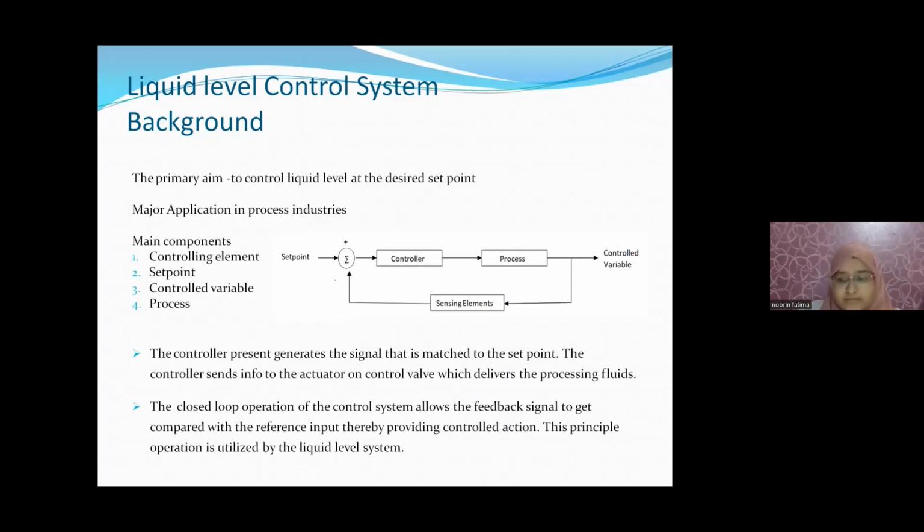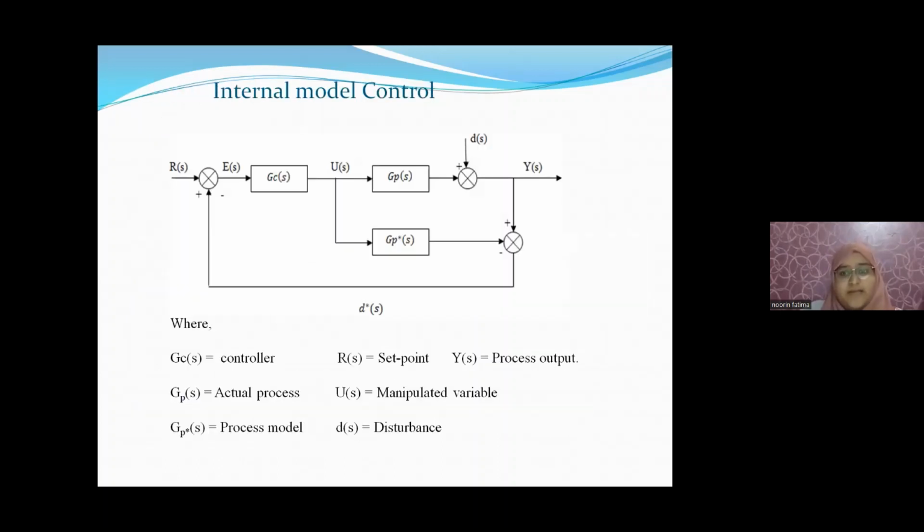So to overcome that, one of the controllers I have selected is IMC. The IMC controller was presented by Morari and Gerard. This works on the principle that it combines both the actual process and the process model, embedded into one, and considers the whole process as robust. This is the basic IMC structure. Here we have GC as controller, GP as actual process, and GP star as process model.